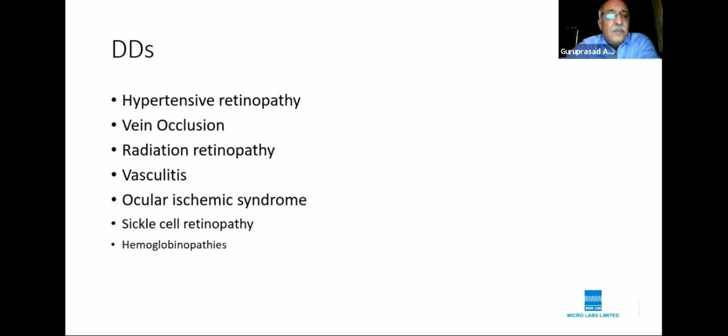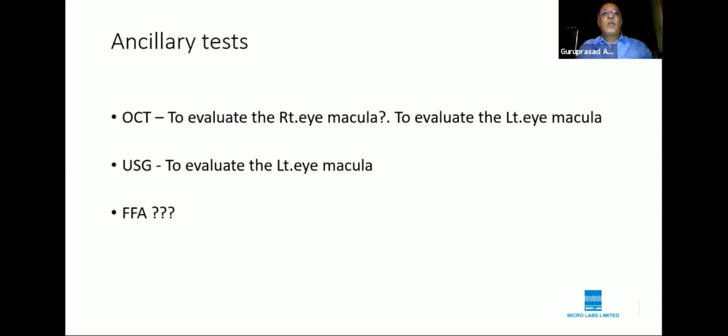In a vasculitis, the findings will all be peripheral most of the time, and the patient will be younger. Ocular ischemia syndrome is something where proliferation does not occur, but hemorrhages will be there in the mid-periphery, and that is what sometimes can be mistaken for diabetic retinopathy. Sickle cell retinopathy and hemoglobinopathies are extremely rare and not difficult to differentiate.